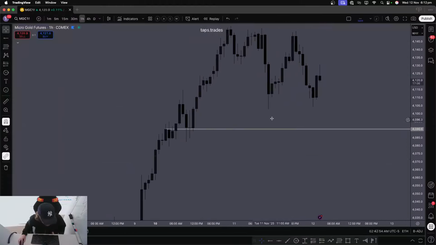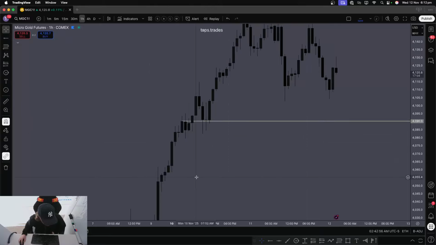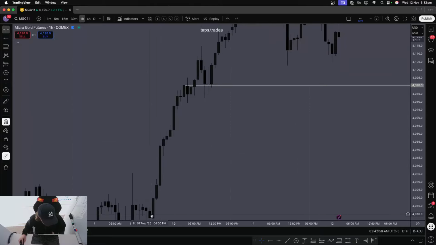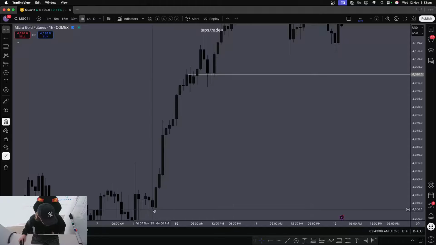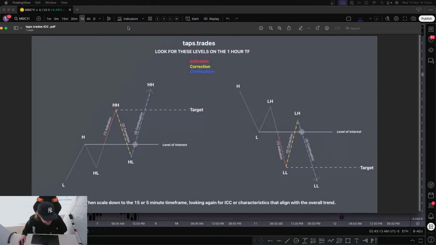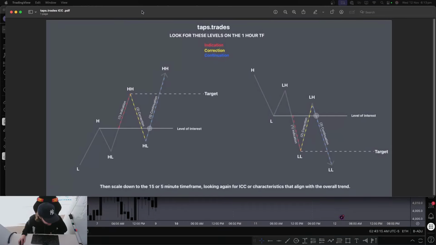So let's see what happened here. So this was the low here. Price then created a high. It then did a small pullback here, creating a lower high to then create a higher high. So we know at that point in time, if we refer back to this chart or this drawing here, we've got our low, our high, our higher low, and our higher high. We've now created an indication.